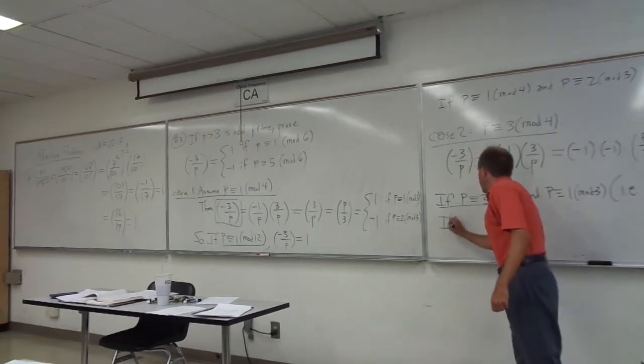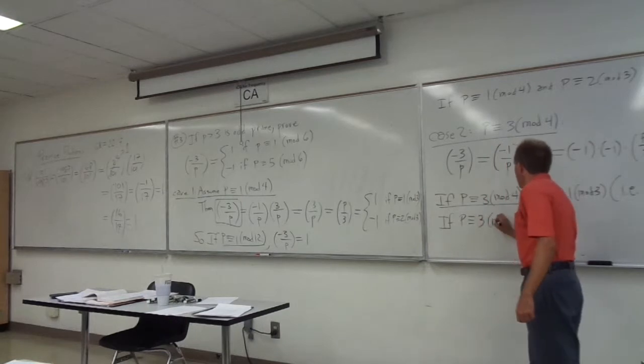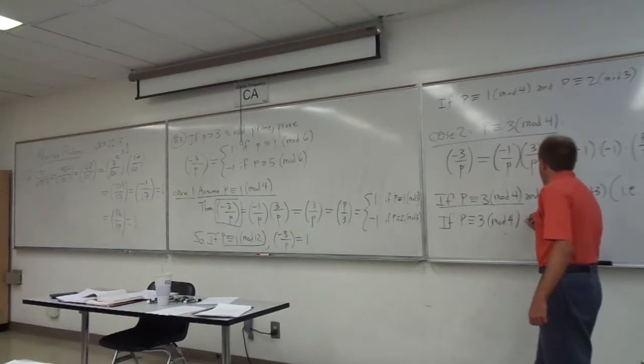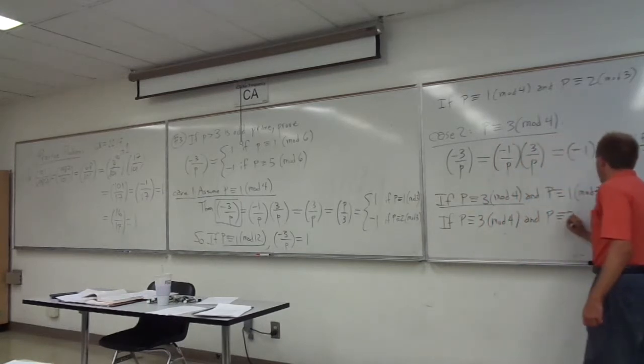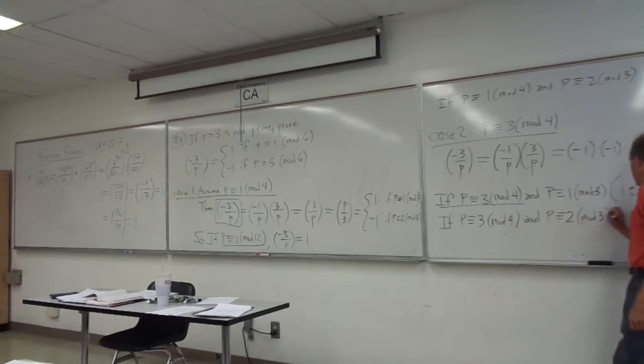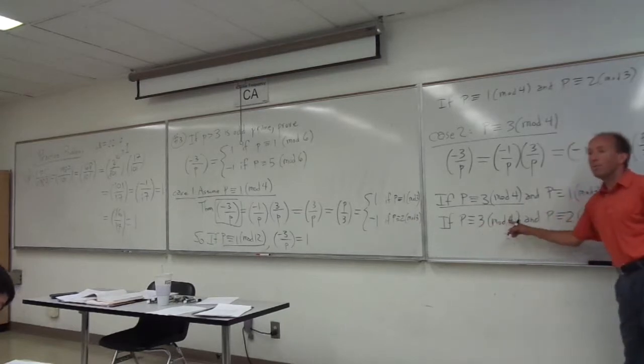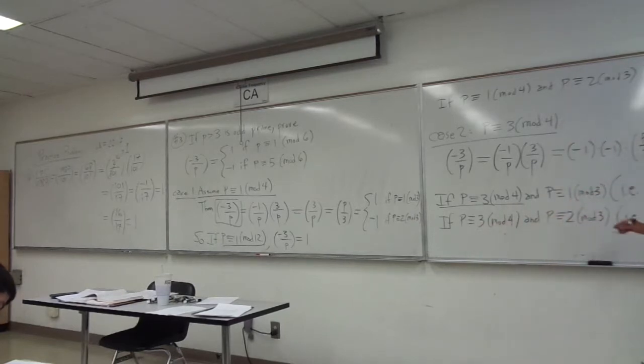The last case is P congruent to 3 mod 4 and P congruent to 2 mod 3. What's the unique solution by inspection? What's the unique solution of that system? 11 is right. Yeah, 11 is congruent to 3 in mod 4 and it's congruent to 2 in mod 3. So P congruent to 11 mod 12.